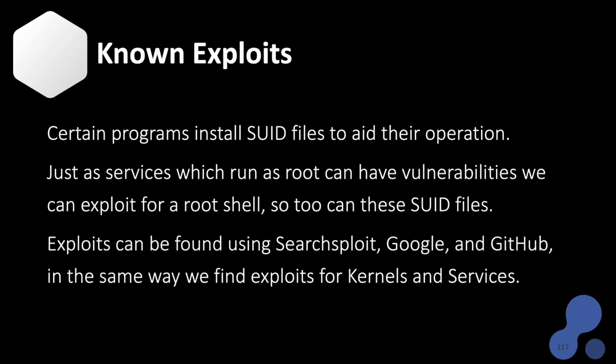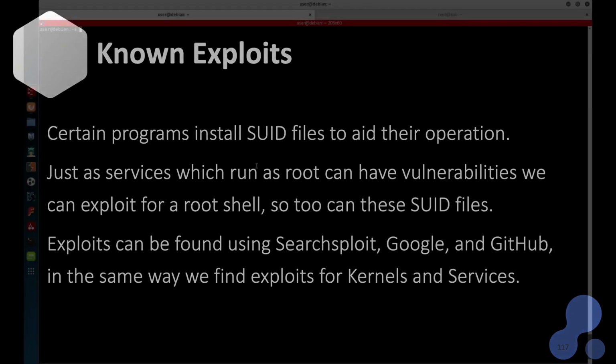Certain programs install SUID files to aid their operation. Just as services which run as root can have vulnerabilities we can exploit for a root shell, so too can these SUID files. Exploits can be found using Searchsploit, Google, and GitHub, in the same way we find exploits for kernels and services.